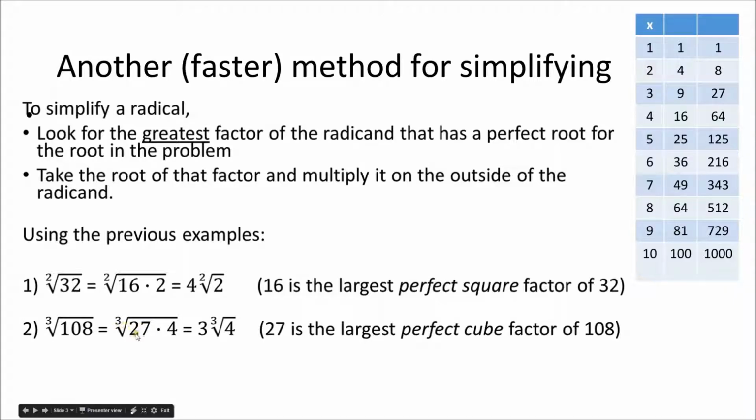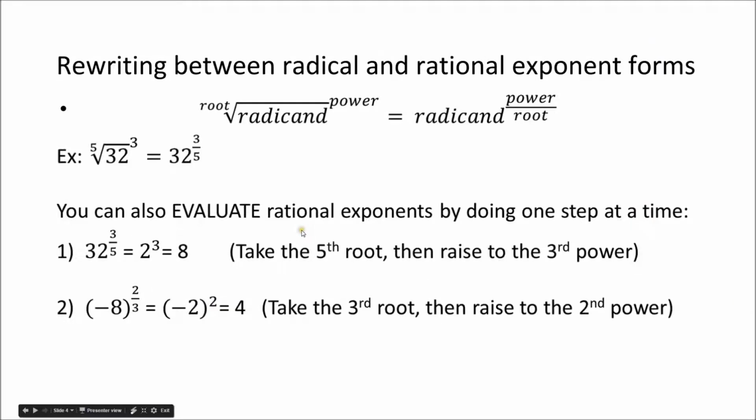And what is the third root of 27? It's 3. 3 times 3 times 3 is 27. So when I pull that cube root out, put it on the outside, the 4 is left behind. The nice thing here is you don't have to do a bunch of multiplying of stuff. You're pulling one thing out and you're done. So that's the method I like to use, and we'll work some examples here in a minute.